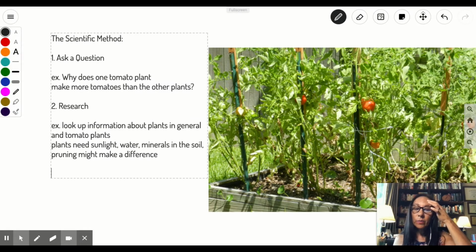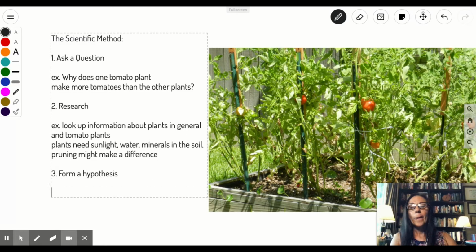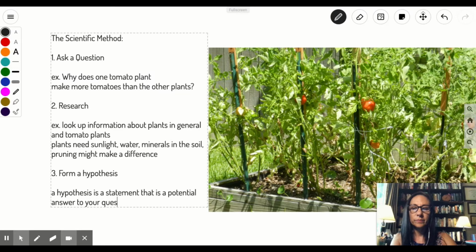So then, after doing all your research, you move on to step number 3, which is form a hypothesis. And a hypothesis is a statement that is a potential answer to your question. It is almost like a prediction. You have this question, which is, why does one tomato plant make more tomatoes than the other plants? And then my hypothesis is going to be a potential answer to that question. And this is all based on the research that I did.